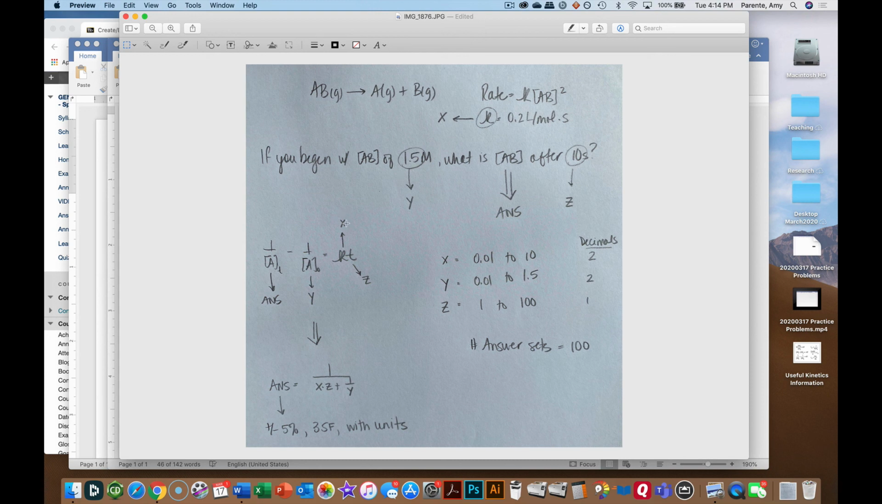This is going to be this rate constant, so that's going to be that numerical value. And then t is for time, that's going to be this value. So essentially, I've got a 4-variable equation that I need to solve for what is going to be my answer. I didn't show any of the algebra here, but to solve for my answer, I would essentially take 1 over x times z plus 1 over y.